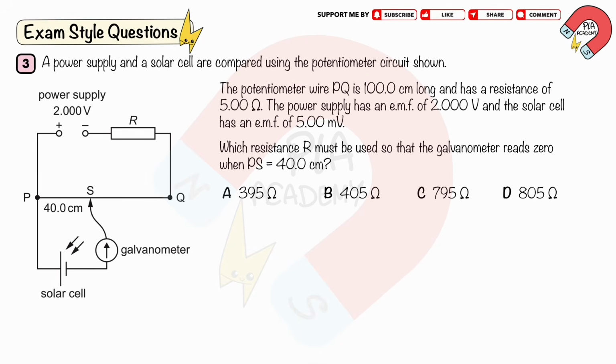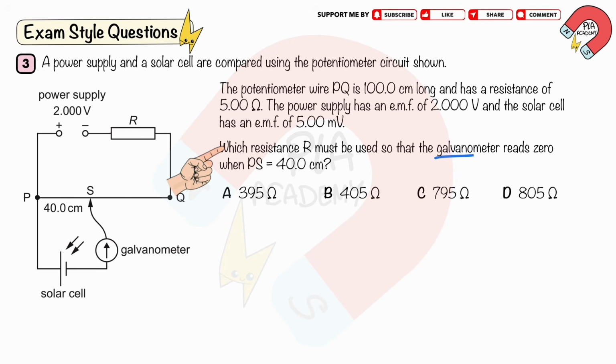Exam-style question 3. A power supply and a solar cell are compared using the potentiometer circuit shown. The potentiometer wire PQ is 100.0 centimeters long and has a resistance of 5.00 ohms. The power supply has an EMF of 2.000 volts, and the solar cell has an EMF of 5.00 millivolts. Which resistance R must be used so that the galvanometer reads 0 when PS equals 40.0 centimeters?